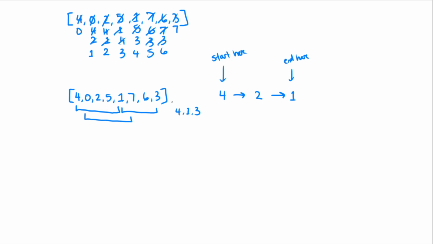Actually, did I do this? Oh, it's actually not 4, 1, 3. Because 3 is not, we say every 4th item. So it'd be 4 and 1, and then there's actually not a 4th item, my bad, so we don't do that. We do 0 and 7, and we do 2 and 6, and then we do 5 and 3, right?